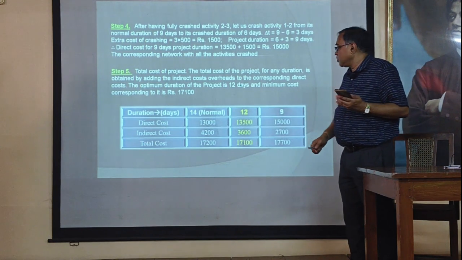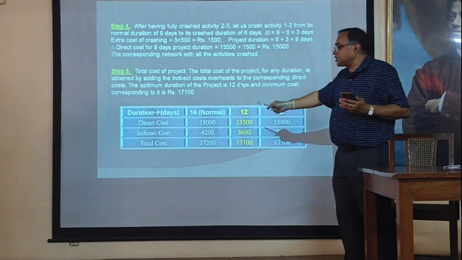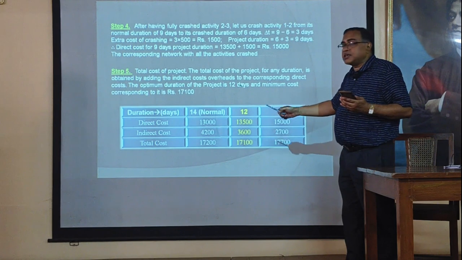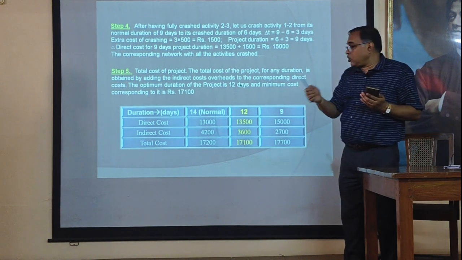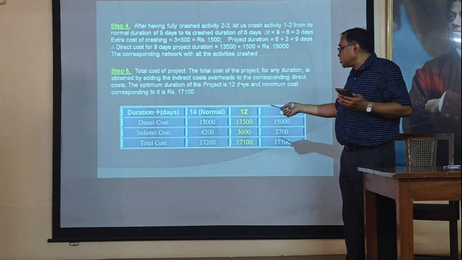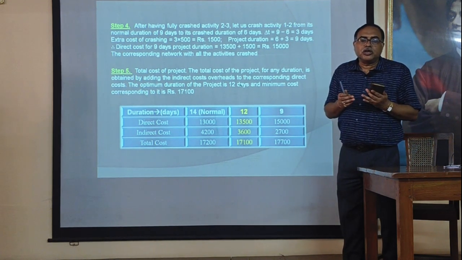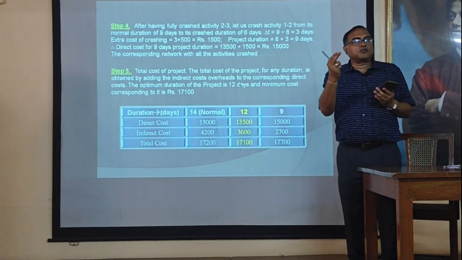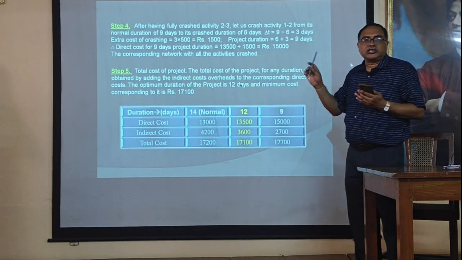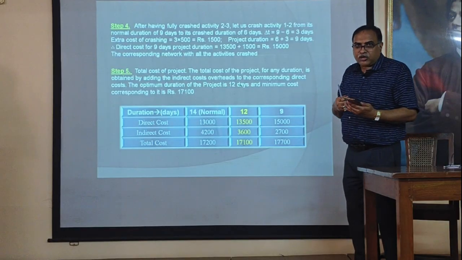Table C. Okay. For the 14 days normal duration, direct cost should be 13,000. Clear? Indirect cost for 14 days at the rate of 300 per day should be 4,200. And total cost for the project is 17,200. For 14 days normal duration, for this particular project consisting of two activities, it needs 17,200. Everybody clear? Now we have crashed for 12 days.